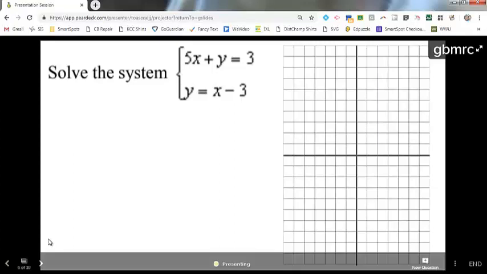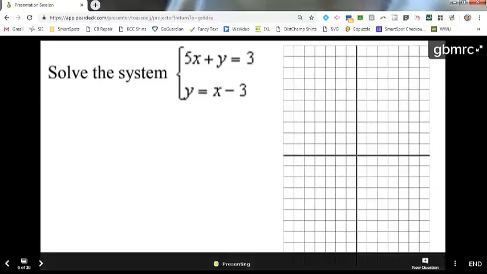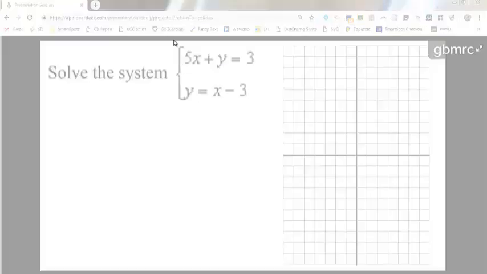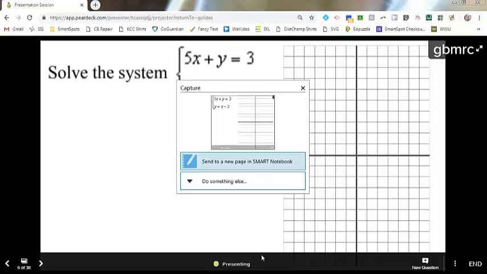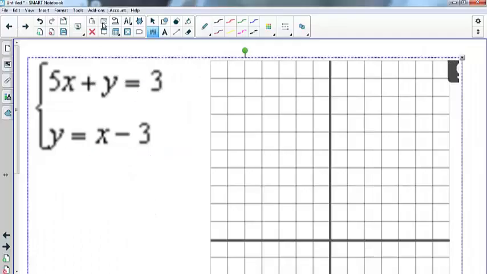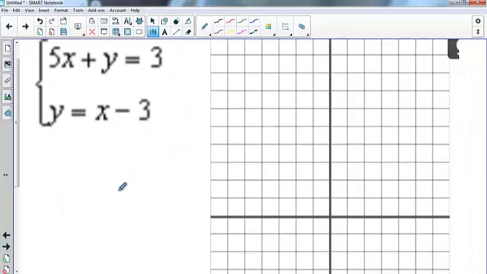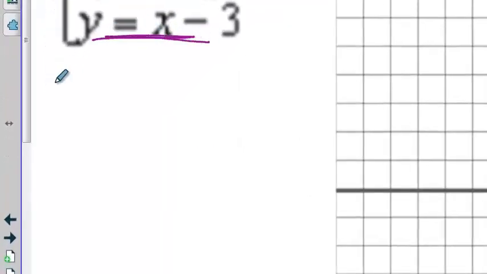Okay, solve this system. You can solve this using any method you want. It's really set up best to solve by substitution. I'm going to do it by graphing and substitution so you have an example of both. All right, so to solve it by graphing, this one is already y by itself, right? I could graph this as is.